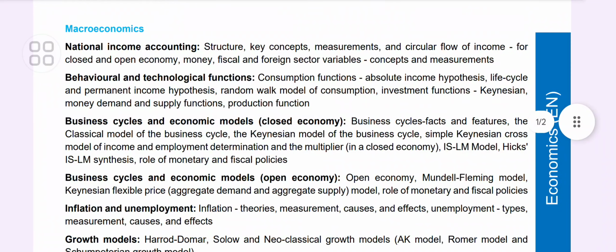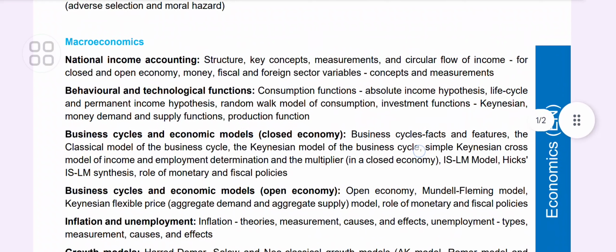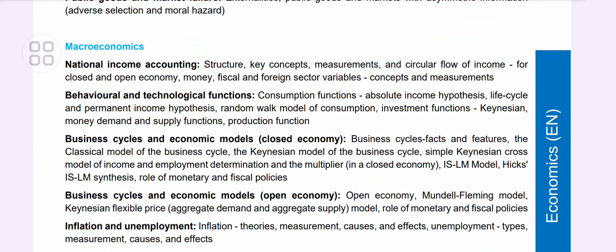Coming to macroeconomics, so what is macroeconomics? Basically, obviously it will start with the structure, key concepts, and everything.